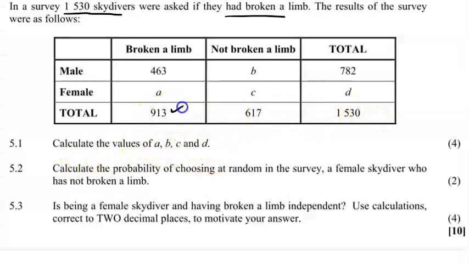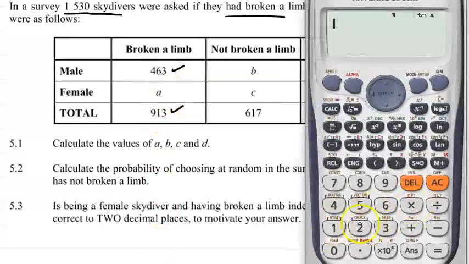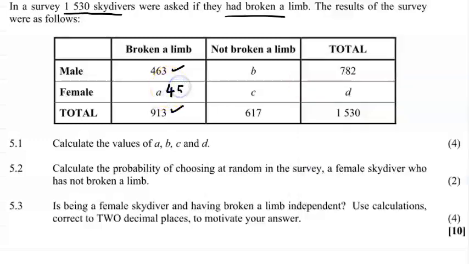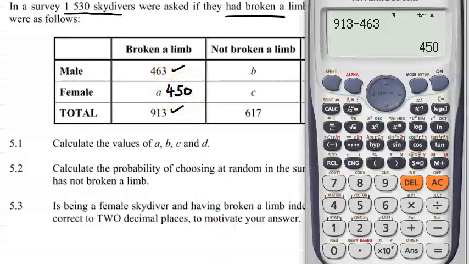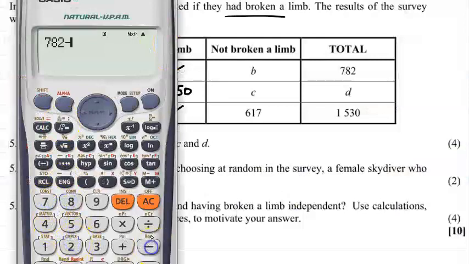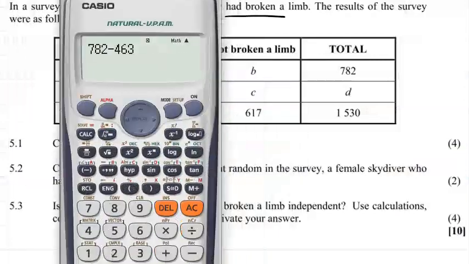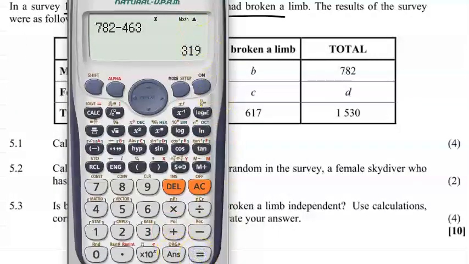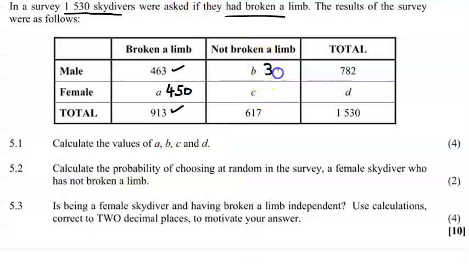For A, you'll say 913 minus 463, which equals 450. So let's write that down there, 450. Then for B, that will be 782 minus 463, and 782 minus 463 equals 319. So here we have 319. Okay, so A, B.